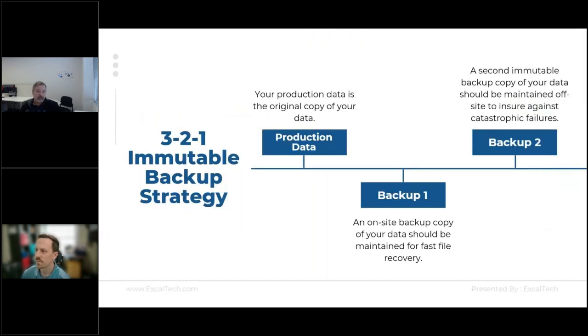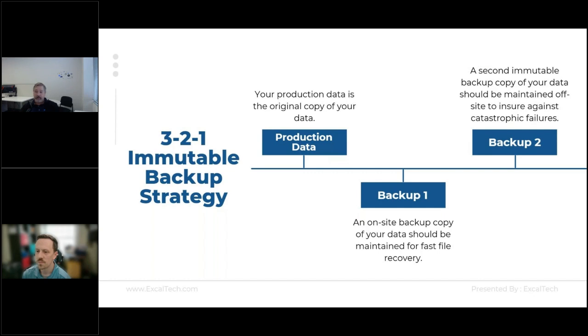So best business practice says that you should have a 3-2-1 backup strategy. With immutable offsite protection, the 3-2-1 backup strategy is widely used. It ensures data is protected from failures, cyber attacks, and disasters. It follows a simple rule. You should have 3 copies of your data stored on 2 different types of media with 1 copy offsite. So your production data is the original copy of your data.